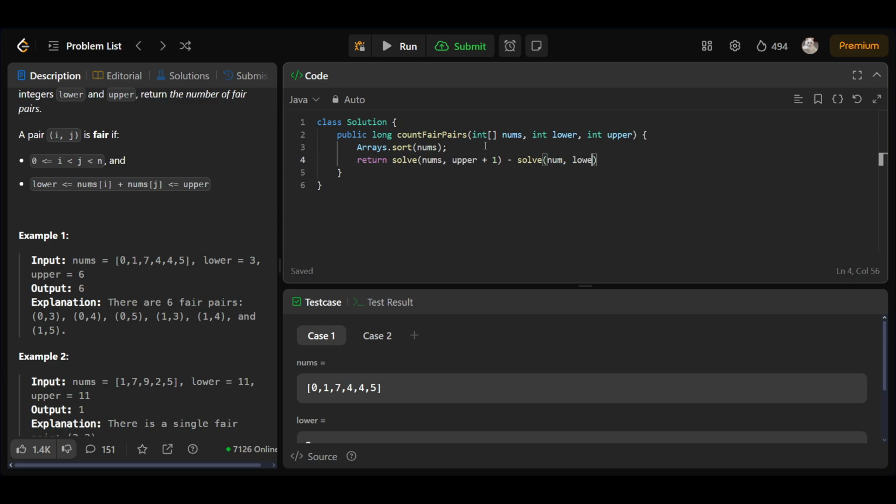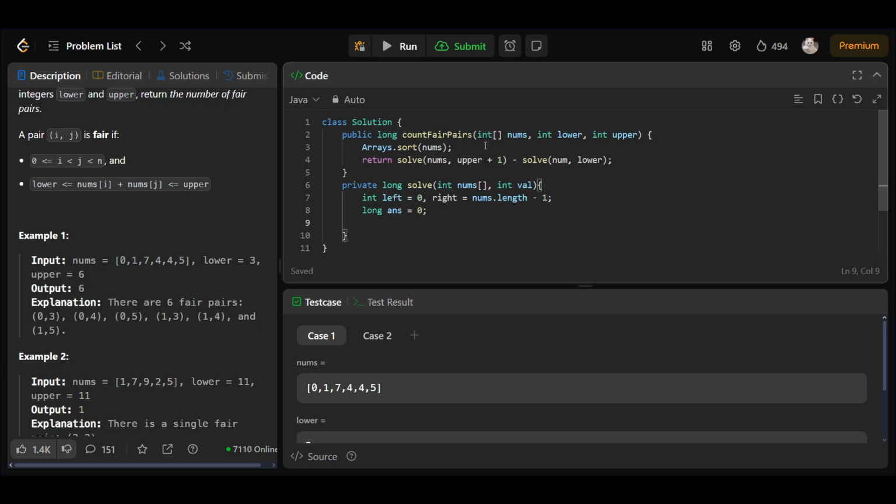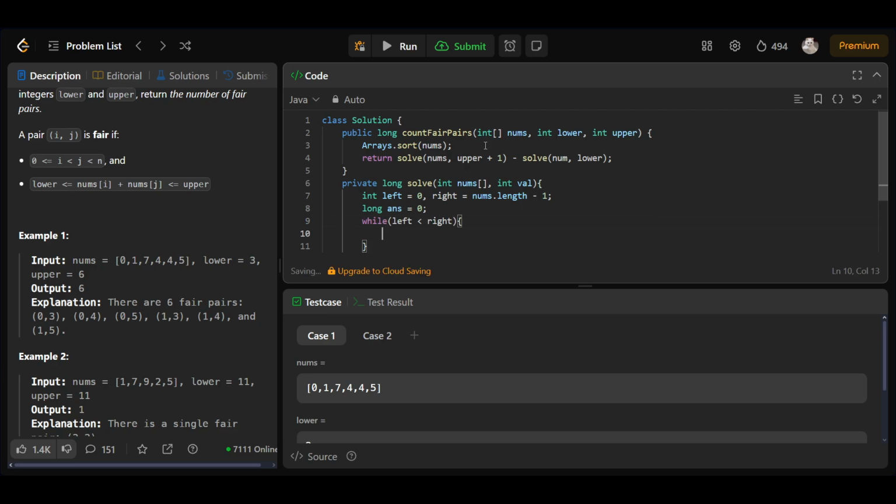Now let's write the function, that is private long solve. In this we are having int nums and int val. Okay, now let's have two pointers, which is left equal to 0 and right equal to nums.length minus 1. Okay, now let's have long answer, which is equal to 0, and then while left is less than right, I'll be firstly calculating the sum, and sum is equal to nums of left plus nums of right.